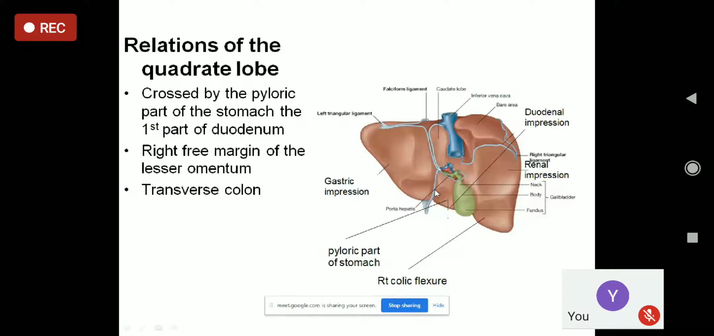Relation of the quadrate lobe: in the quadrate lobe you will get the pyloric part of the stomach and the first part of the duodenum, and the free right margin of the lesser omentum, coming from here to here. Sometimes the transverse colon also. So they'll pick this up in the viva, and they might ask you the boundary, they might ask you the relations. Okay.